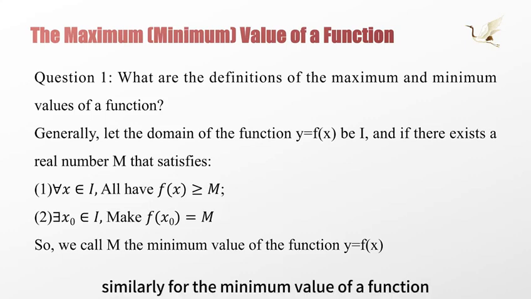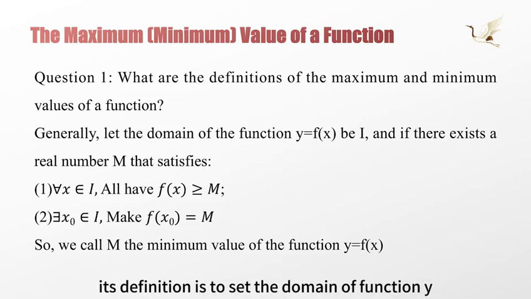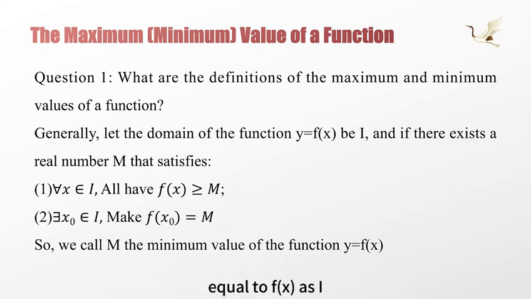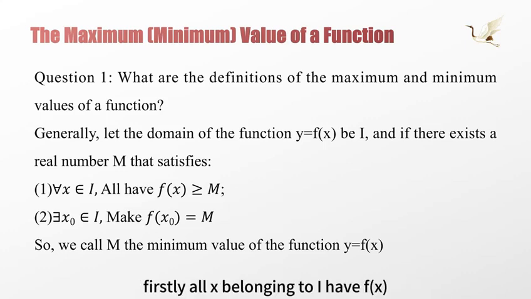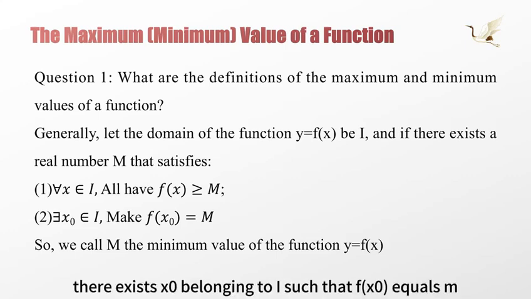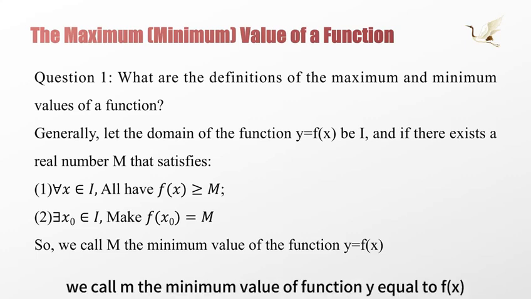Similarly, for the minimum value of a function, its definition is: let the domain of function y = f(x) be I. If there exists a real number m that satisfies, firstly, for all x belonging to I, f(x) is greater than or equal to m. Secondly, there exists x0 belonging to I such that f(x0) = m. Then we call m the minimum value of function y = f(x).